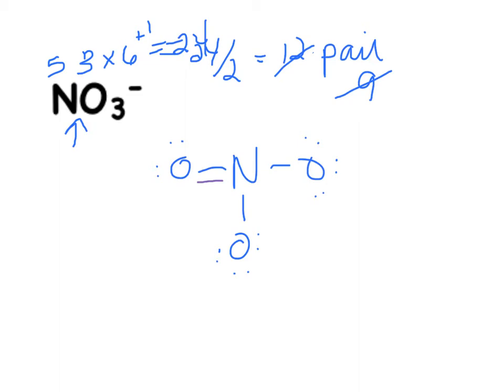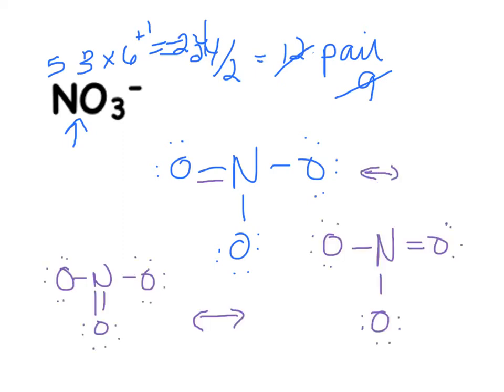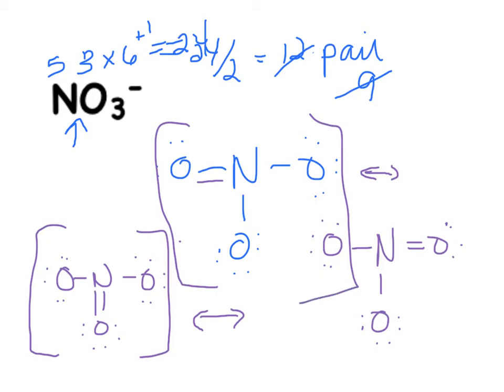But I could have put that double bond here, or I could have done it here, which means we have possible resonance structures that we're going to draw for this polyatomic ion. And of course, none of these structures is complete until I put the whole thing in brackets and indicate the charge of the polyatomic ion.